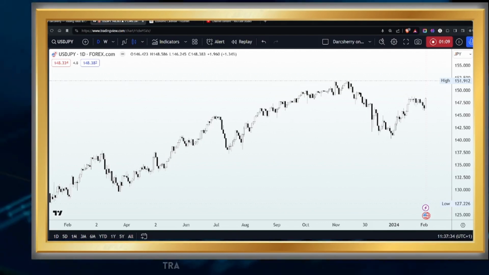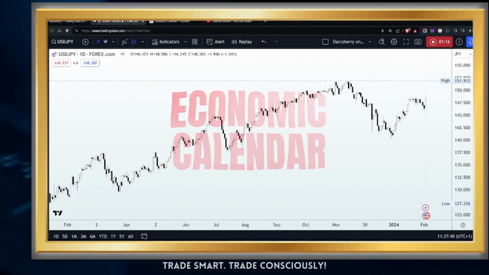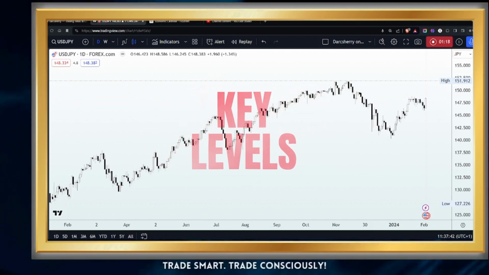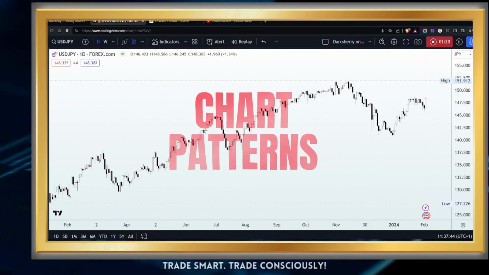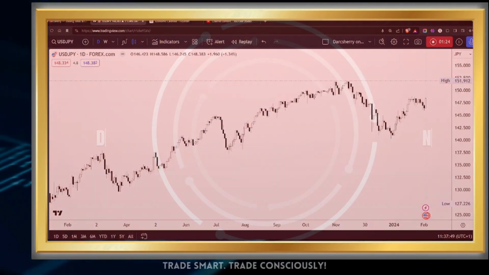In this video, we will be using technical and fundamental tools such as the economic calendar, trend lines, key levels, and chart patterns to uncover the potential trajectory of price action in the coming week.